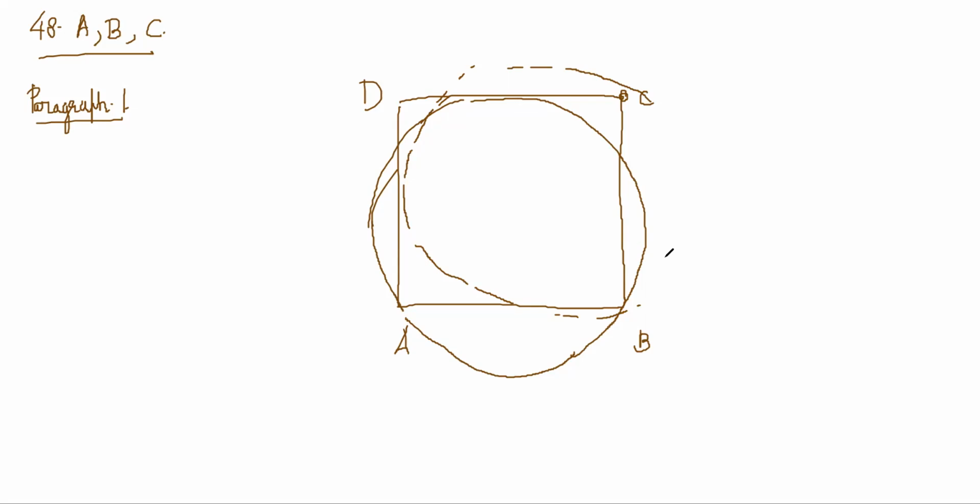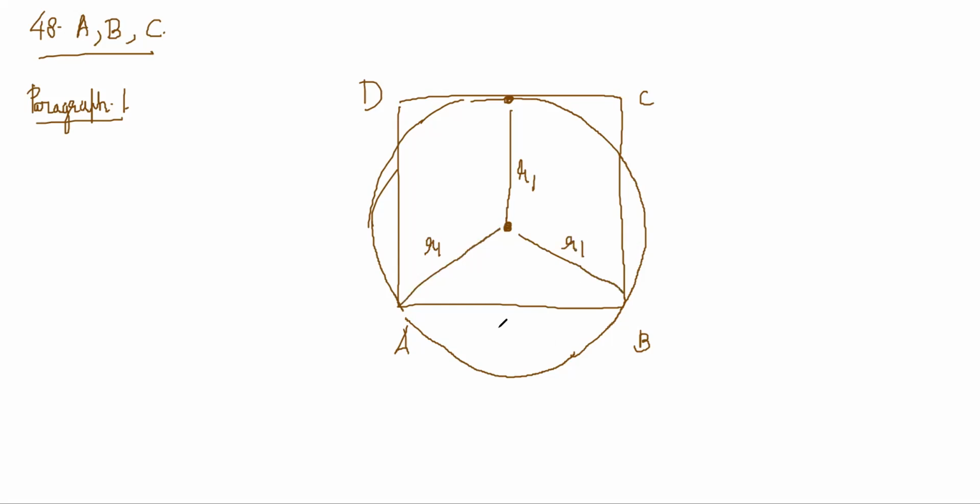Okay. So you have to figure out R1 by R2. Let's just focus on one circle, the top circle that we had drawn. Let's say this is the center of this circle, O. So this is also R1, this is also R1. This side is a, this side is b.